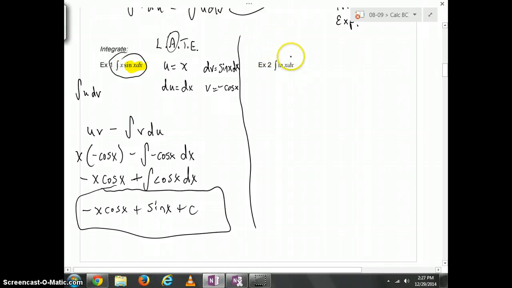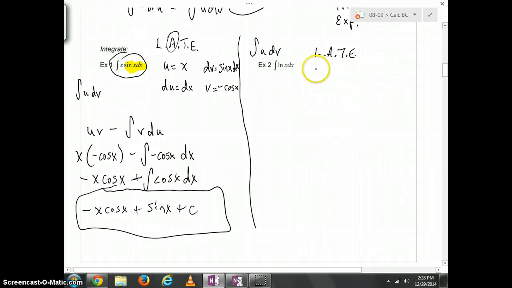Let's look at number 2. Say, do you know an antiderivative for the natural log of x? Well, we don't. Could a u substitution help? Well, you could try it, most certainly, but it won't help us out here. So what we're going to do instead is jump over to that LATE acronym. And again, we're assuming that this is an integral of the form u dv.